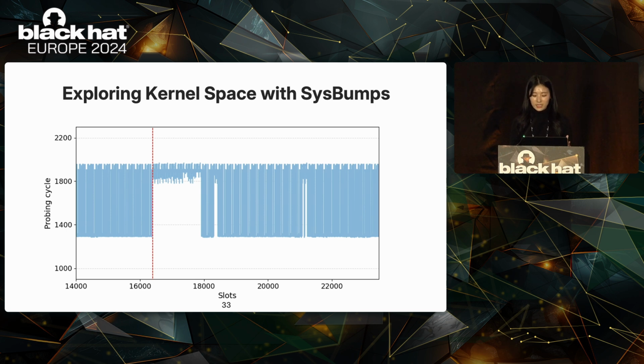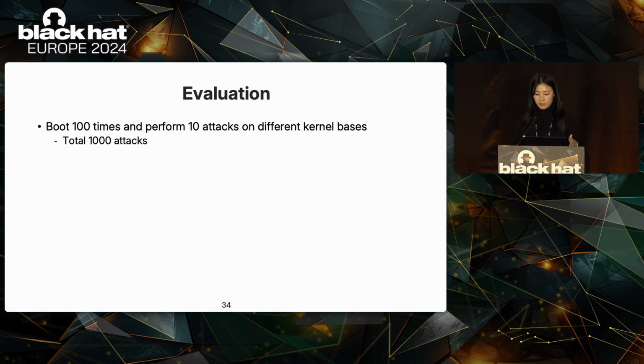In other areas, the cycles alternate between high and low, which we suspect is due to noise introduced during system call execution. I think this makes sense because when a system call is executed, it often leads to TLB entries being replaced. However, despite this, the consistently high cycles in the actual kernel region allow us to accurately determine where the kernel is located. We evaluated the performance of SysBumps using all exploitable system calls across 5 different devices.